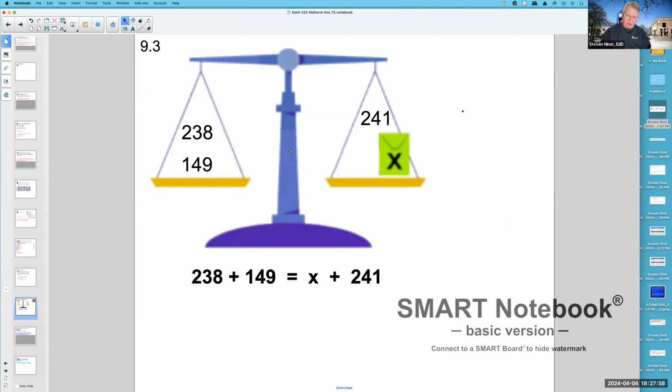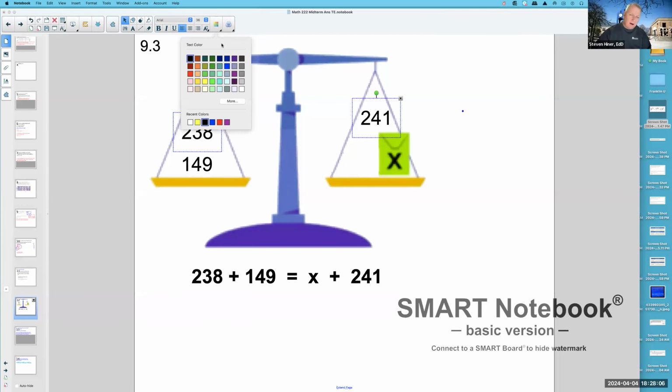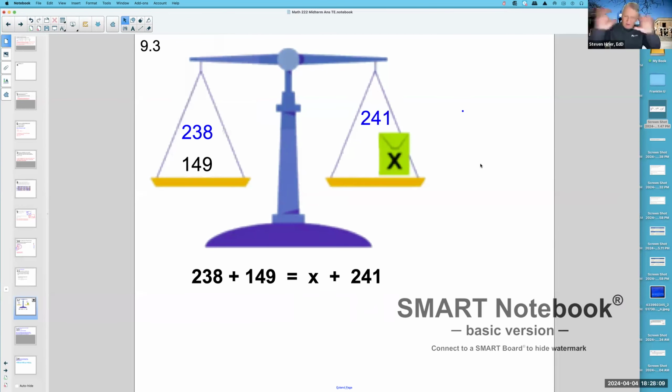First thing I want to do is look at 2 of the numbers that are very similar, or very close. 238 and 241 are very close together. So I'm kind of putting those together. And I'm saying on the right-hand side, 241 plus something else balances out 238 plus 149. So I'm looking at the relationship to each other. 241 is 3 more than 238. So I need to put 3 less than this other number on the other side to balance it out. I need to put 146 over here in for X.